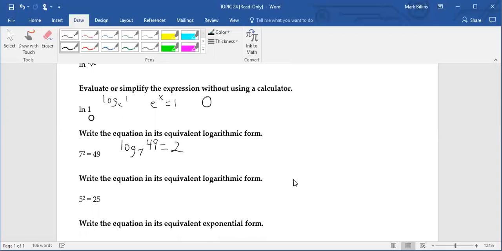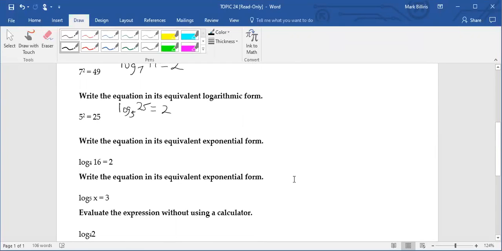Next example, 5 squared equals 25. So we're going to write this in logarithmic form. So again, first thing I do is write log. My base in this case is 5. On the other side of the equal sign is my exponent. And the answer of raising 5 to the second power, 25. So again, to check it, 5 to the second power equals 25.